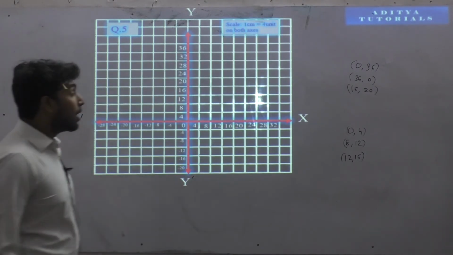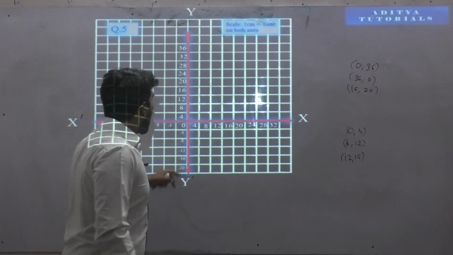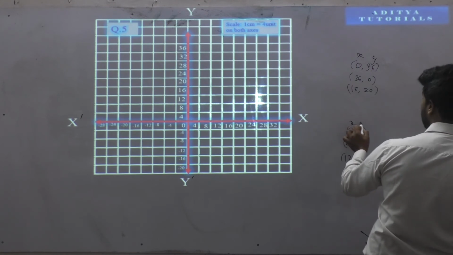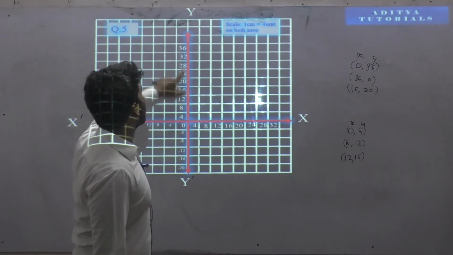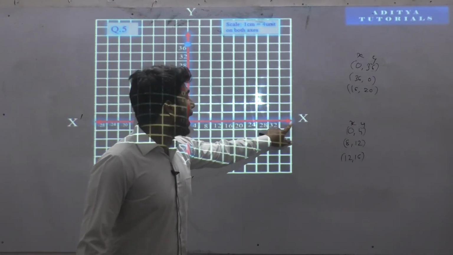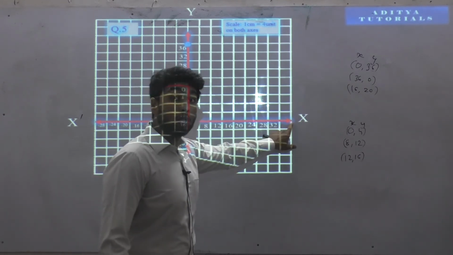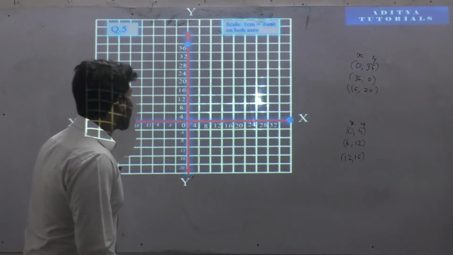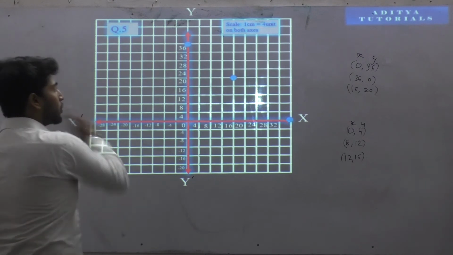Now, let's plot the coordinates of equation number 1. This column is x-axis, and this column is y-axis. It's 0 on the x-axis and 36 on the y-axis, somewhere over here. It's 36 on the x-axis, somewhere over here, and 0 on the y-axis, so the point will remain on the x-axis only. It's 16 on the x-axis and 20 on the y-axis, somewhere over here. Now, let's draw a straight line.